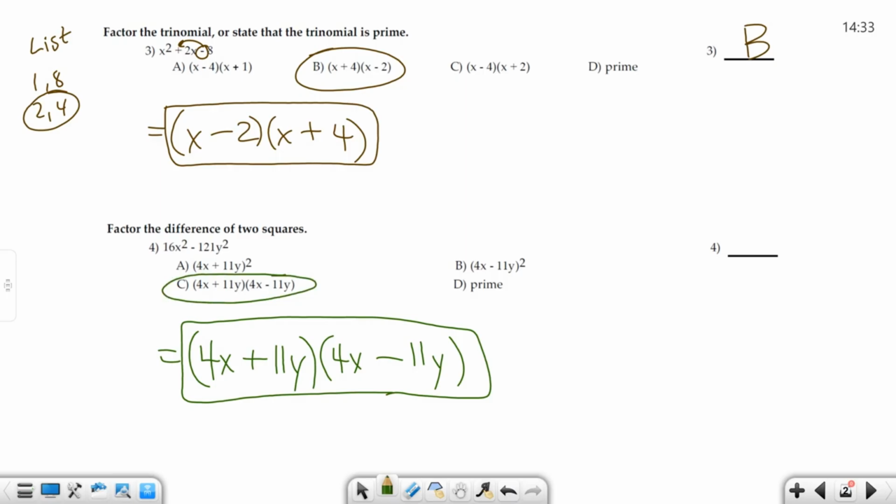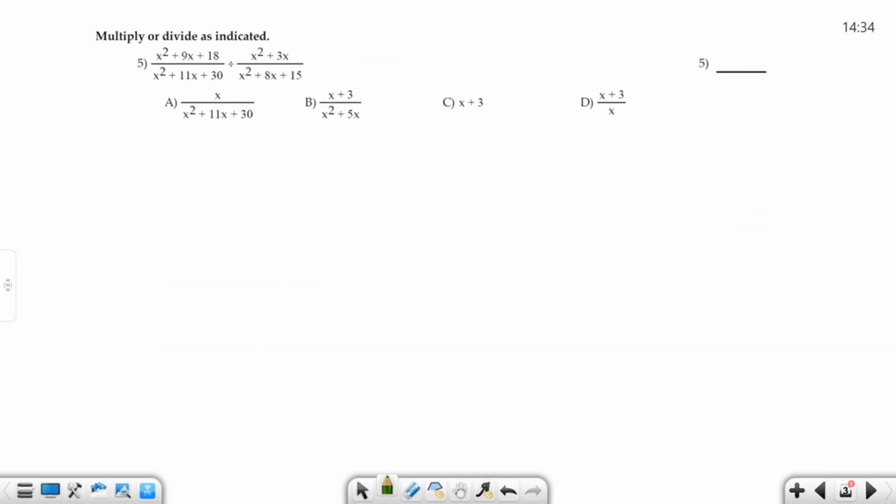You cannot write these two parentheses as something squared like choices A and B because of the plus and minus. You cannot write them as something squared. They're different. They have to be completely identical to write them as something squared.